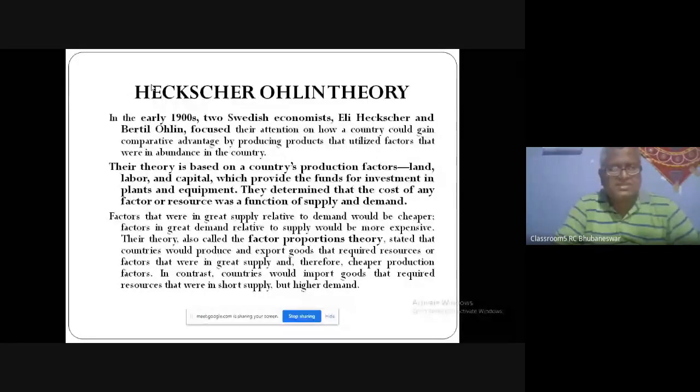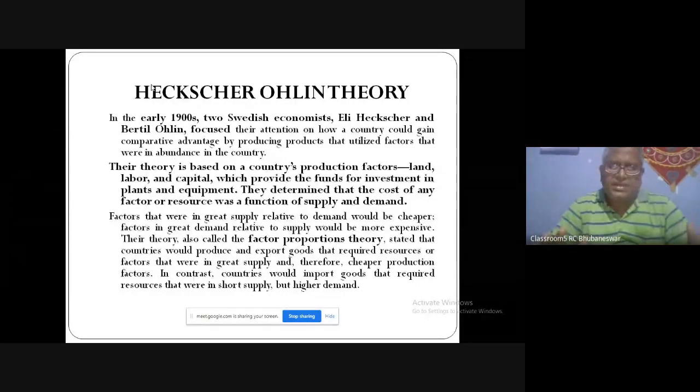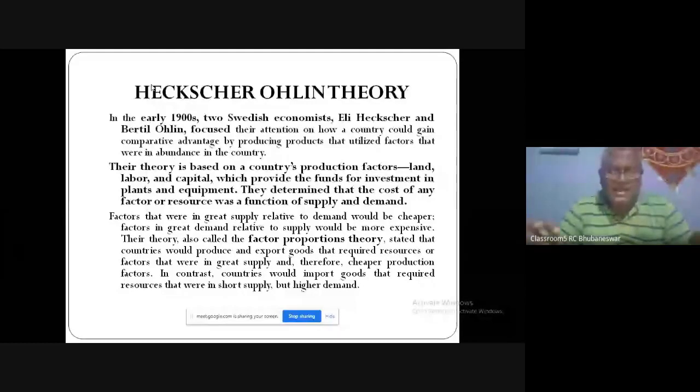Another theory is the Heckscher-Ohlin theory. Ohlin was a Swedish economist, and the theory is totally based on different factors. Different factors mean land, labor, capital, funds, equipment, and resources or supply and demand are required. That factor proportion theory is needed for the import of goods and for managing goods properly. These are the factors required to establish the production of goods at a cheaper rate or price, and that is called the Heckscher-Ohlin theory.